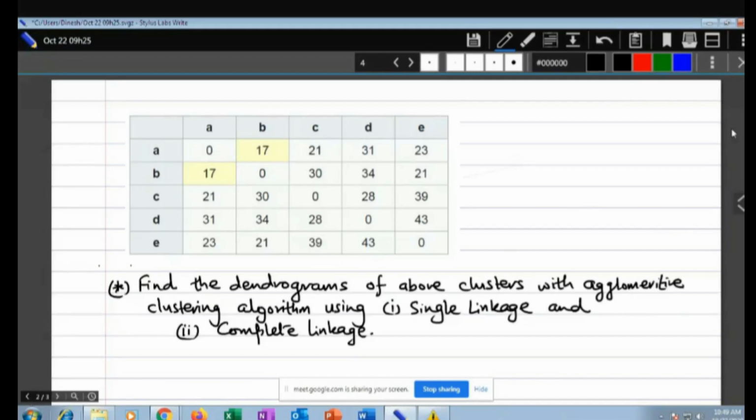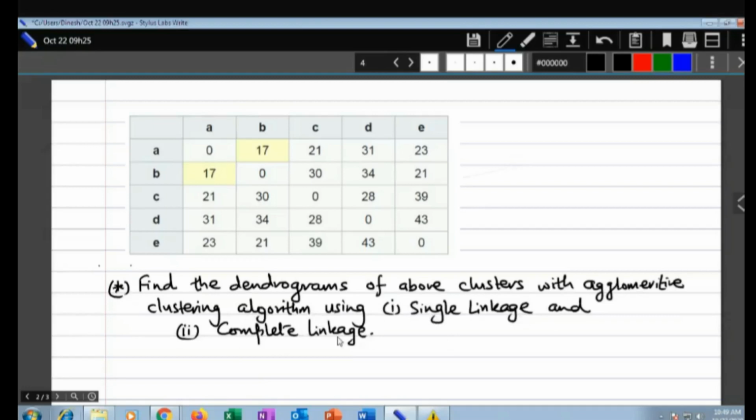Okay, you are given, let's say, these distances. Today I don't have my digital tab with me, so I cannot write, but I will explain this in an Excel sheet. You have these 5 clusters A, B, C, D, E, and their distances are given to you. You are asked to find the dendrogram of the above clusters with the agglomerative clustering algorithm using single linkage and complete linkage.